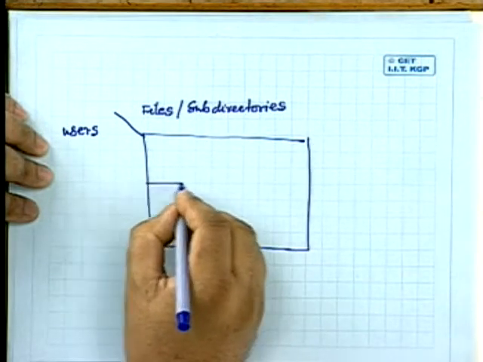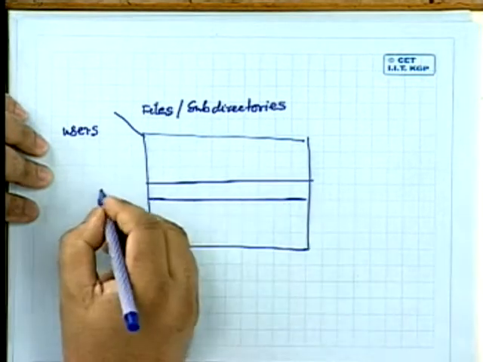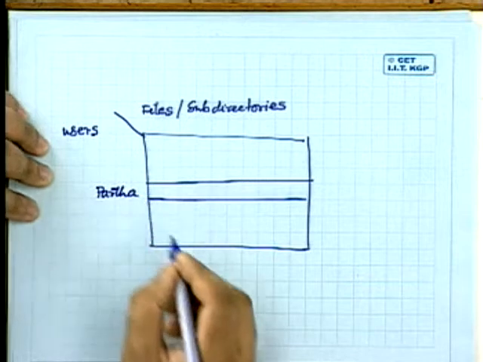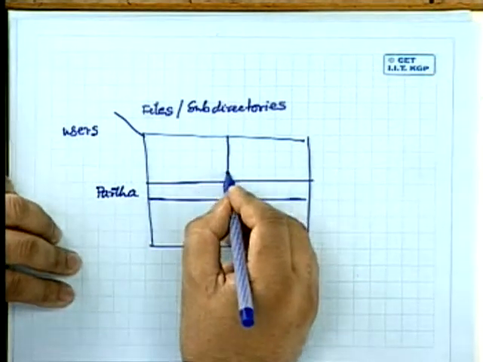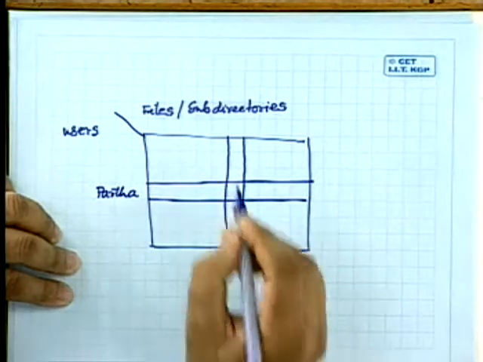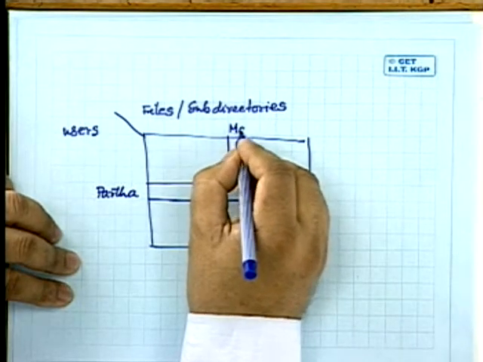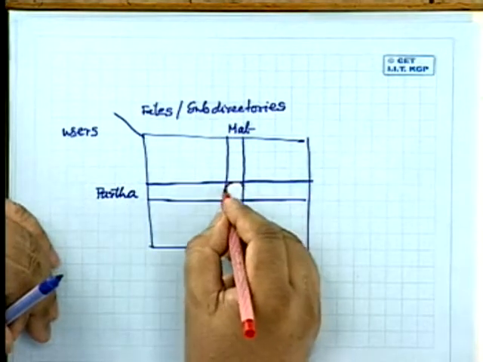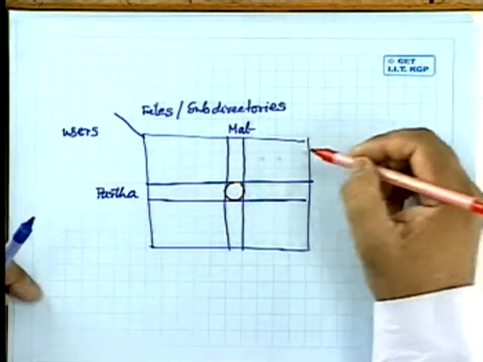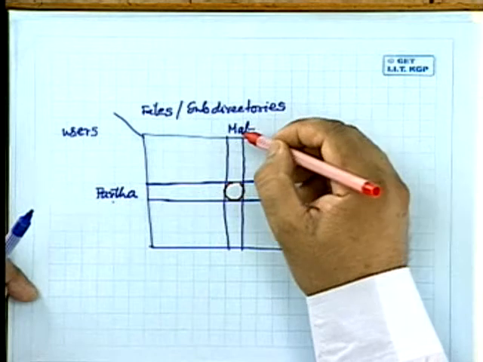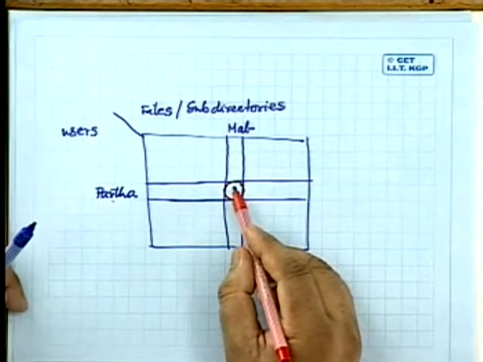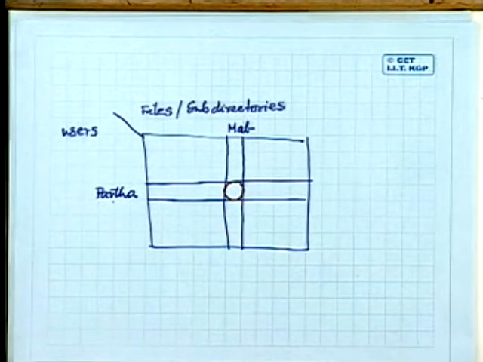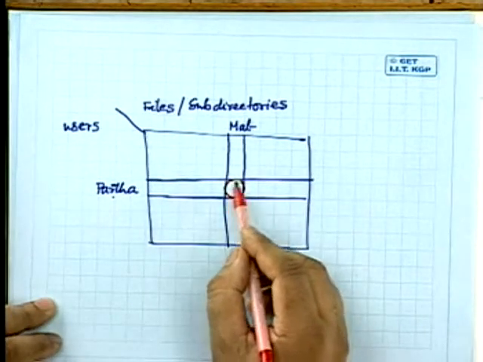Now for a particular user, say Partho, and a particular file, say Matt, you specify here the type of accesses that is permitted for Partho to use Matt. It may be read only, read write, execute only, delete, or, for example, append, etc. All such permissions are enlisted here.